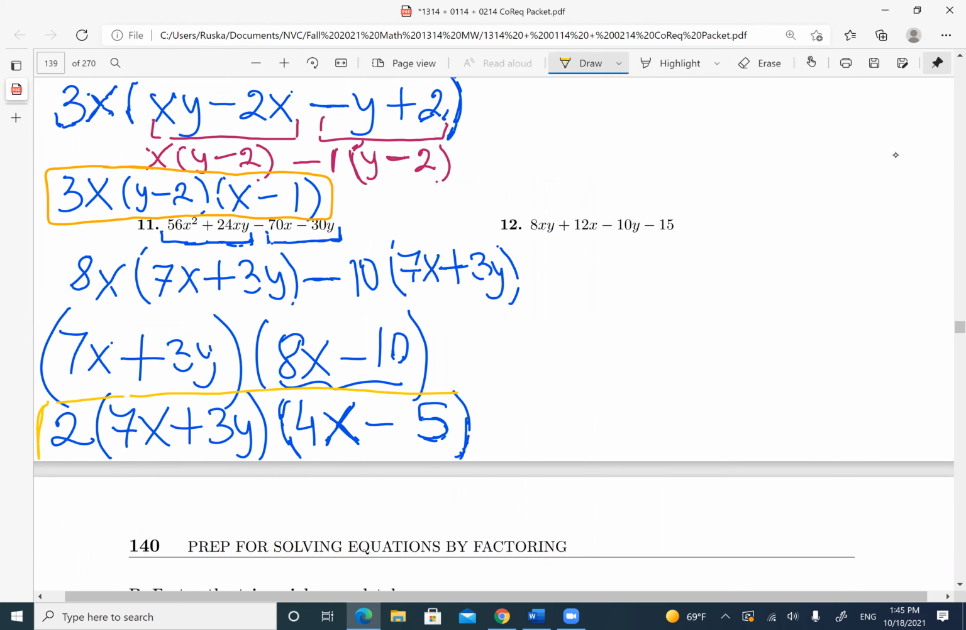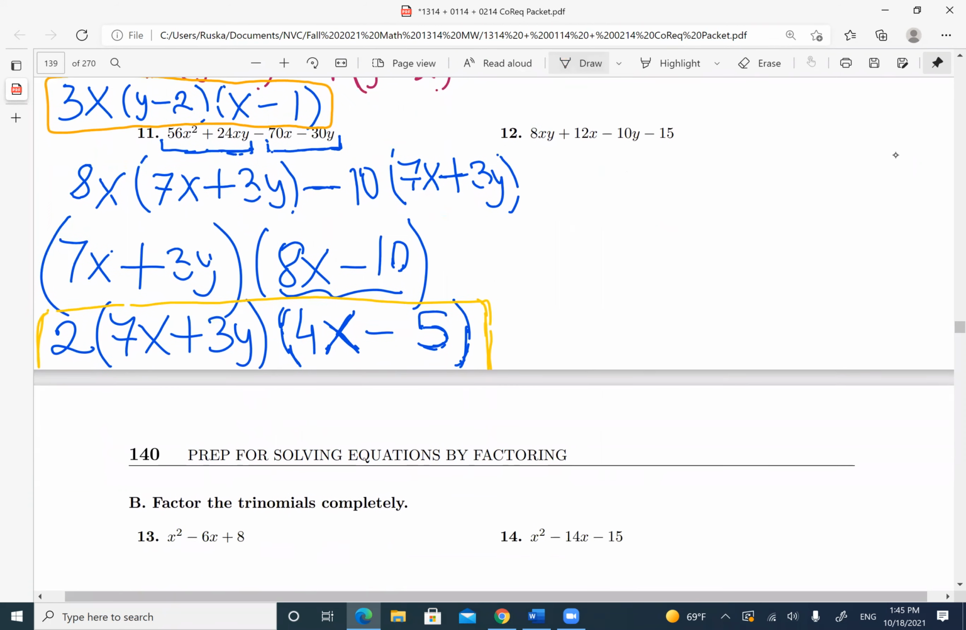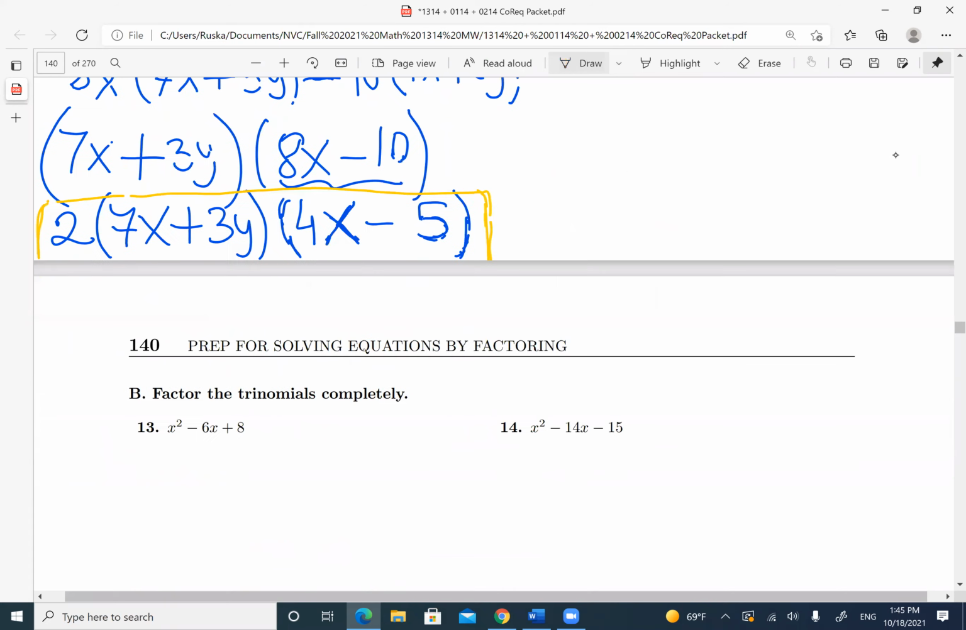So even if you forget to pull out the 2, you can do it in the end. But make sure, looking at the final answer, that you have all of the parentheses. Inside the parentheses, they don't have anything in common, okay? So this is how you do the factor by grouping. Any questions? No? So I'm gonna do the rest in groups.